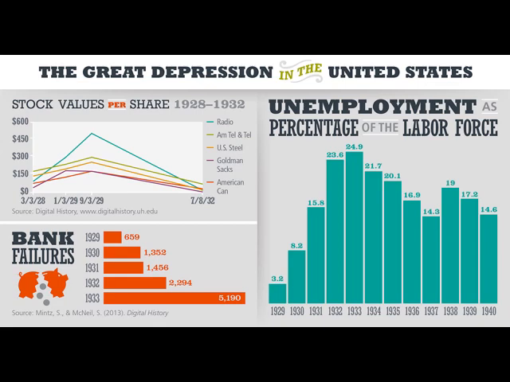Bank failures, 1929, 659 banks failed. By 1933, 5,190 banks failed. And unemployment peaked in 1933 at 25%. Understand this is an average. Some industries experienced greater than others. Some regions of the country experienced greater than others. African Americans always double the number. Double the number of unemployment. Okay?